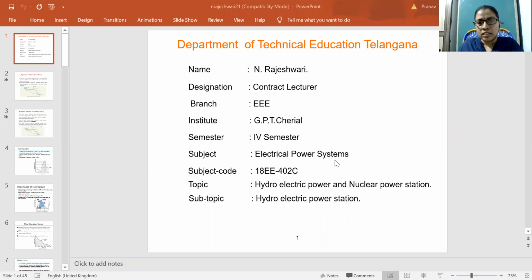Today I will discuss the hydroelectric power station in the hydroelectric power and nuclear power station topic. Before going to explain the hydroelectric power station, in previous classes, I discussed the nuclear power station, solar, and thermal power stations. Today, we will discuss the hydroelectric power station.